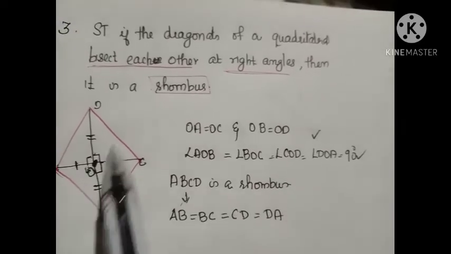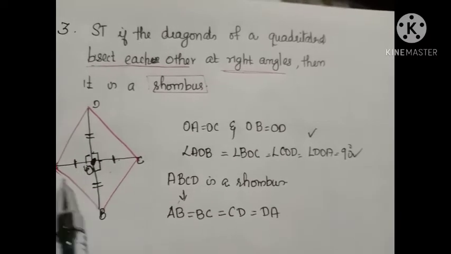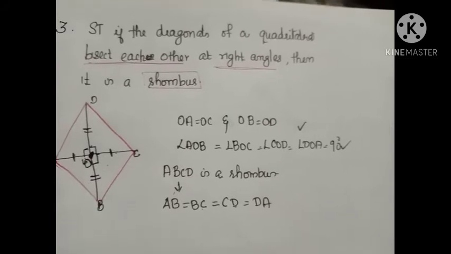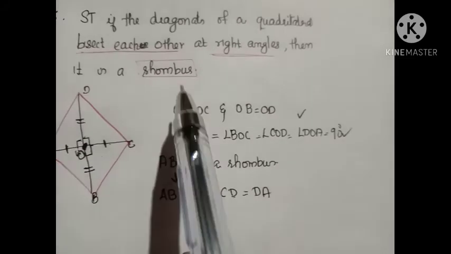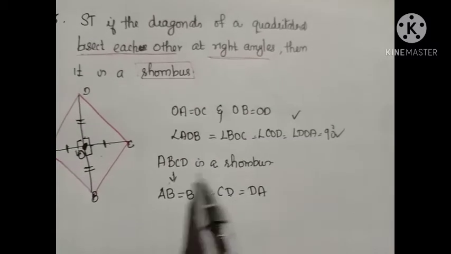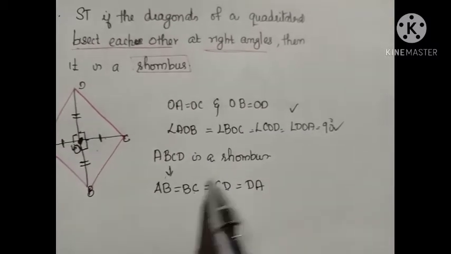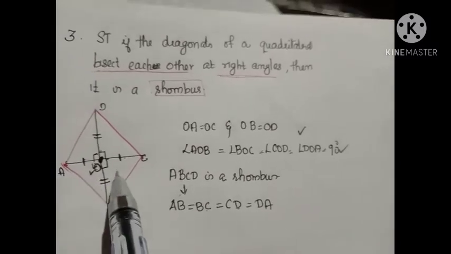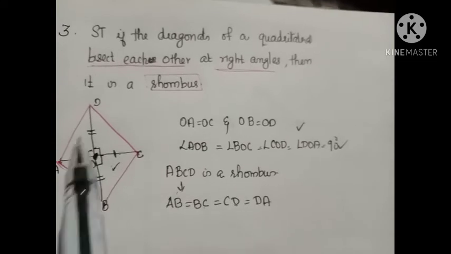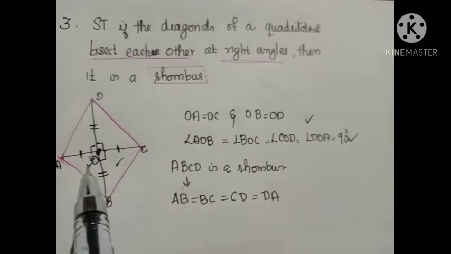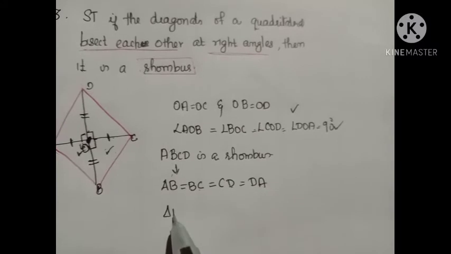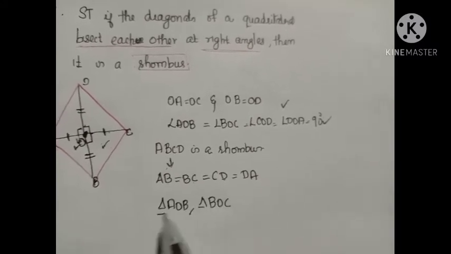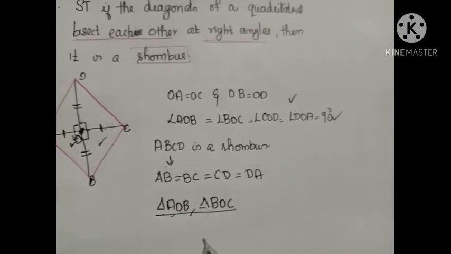Actually, rhombus means opposite sides are equal and parallel and all sides are equal. So, all sides are equal definitely implies that opposite sides are parallel also. So, to prove a rhombus, it is enough to prove that all the sides are equal to each other. For this, let us take any two adjacent triangles. You can select any two adjacent triangles. So, here I selected triangle AOB and triangle BOC, and prove these two triangles are congruent to each other.